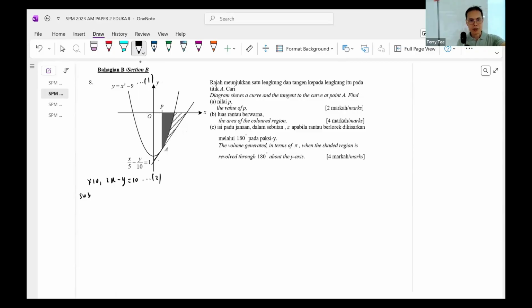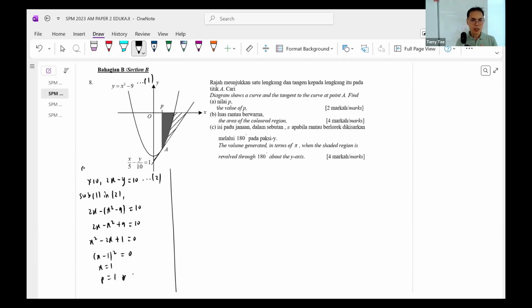Now let us sub equation 1 inside equation 2. Don't write your y, write x squared minus 9 equals to 10. Okay, expand the bracket. 2x minus x squared plus 9 equals to 10. Throw everything to the right. X squared minus 2x, 10 minus 9 is 1. Factorize this. Now you can actually factorize like a single bracket square. Your x is what? Your x is 1. So what's your p value? P is 1. Okay, 2 marks. No problem, right? All right.